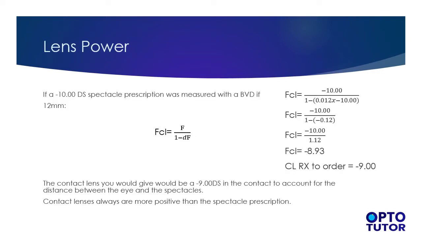For any spectacle prescription that is above plus or minus 4 diopters, you do need to take into account the BVD. So for example, if we had a spectacle prescription of a -10 and a BVD of 12 millimeters, using the equation F over 1 minus DF, D being in meters, instead of ordering a -10, you'd order a -9 diopter lens. Now remember, contact lenses are always more positive than the spectacle prescription.